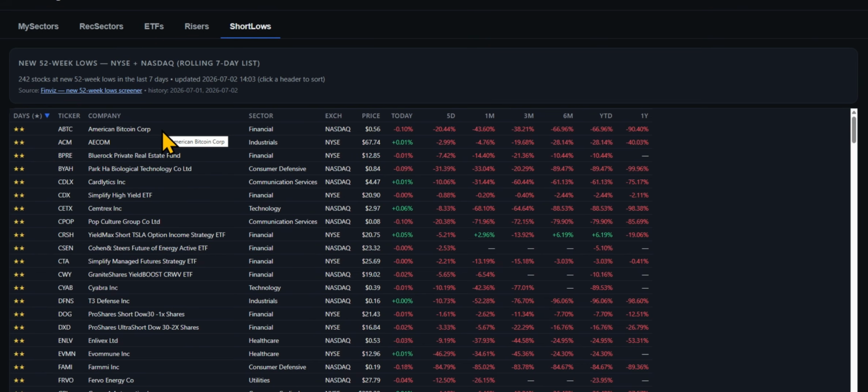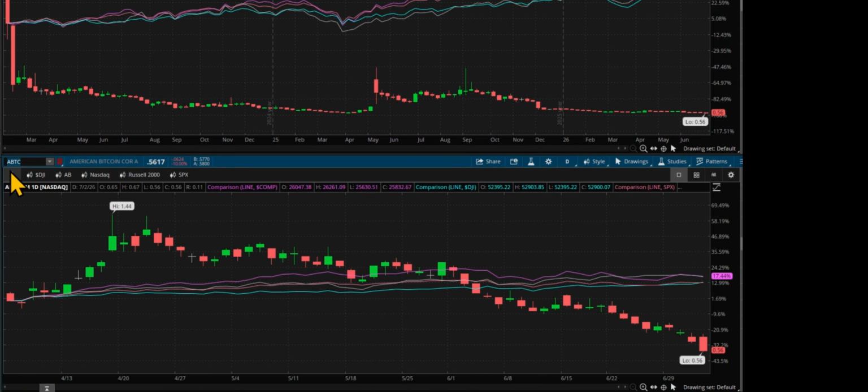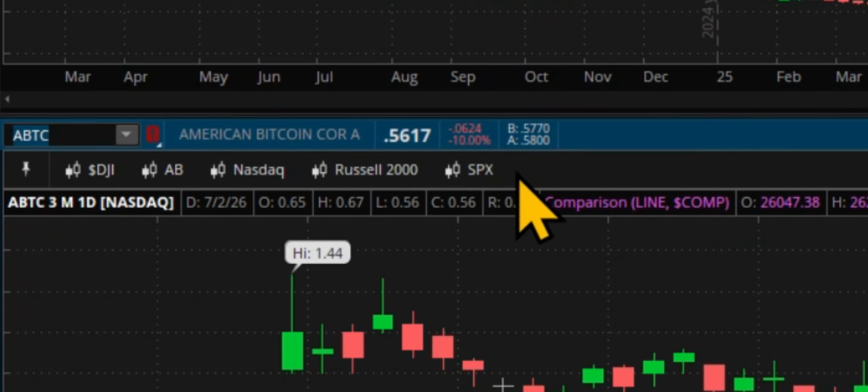So this is an indication for me that maybe I might want to short this stock. So let's take a look in Thinkorswim and look at how the stock is doing. ABTC. So here's ABTC. I can see for 3 months, it's definitely dropped. So I'm going to go ahead and short this stock. And again, it's dropped 10% in 1 day. Pretty good for a short.